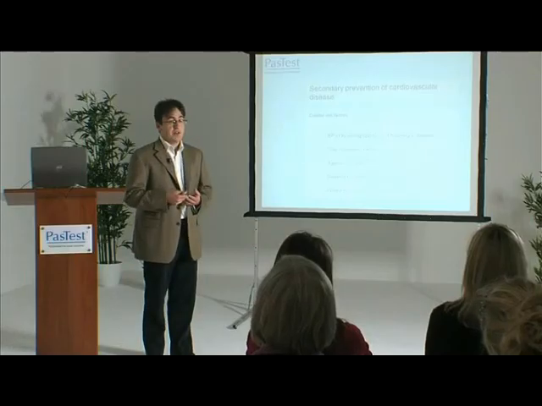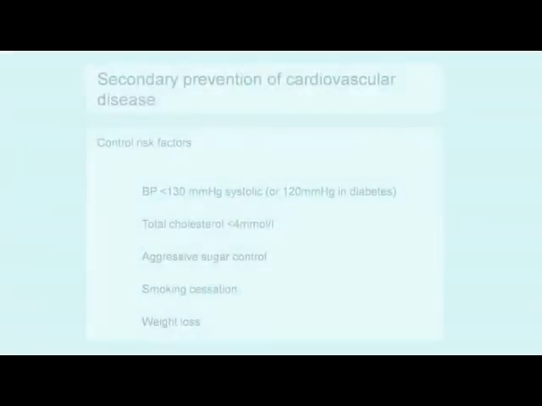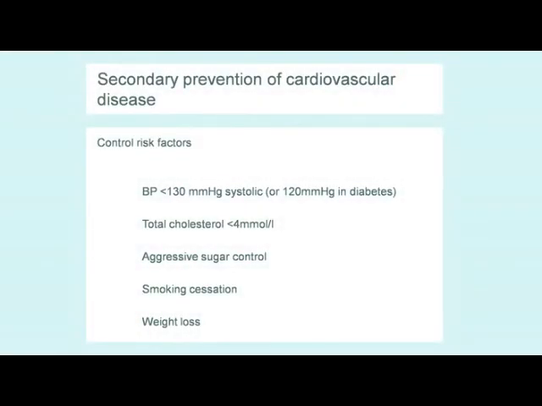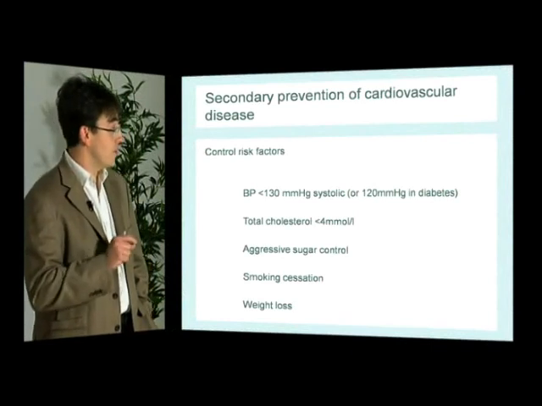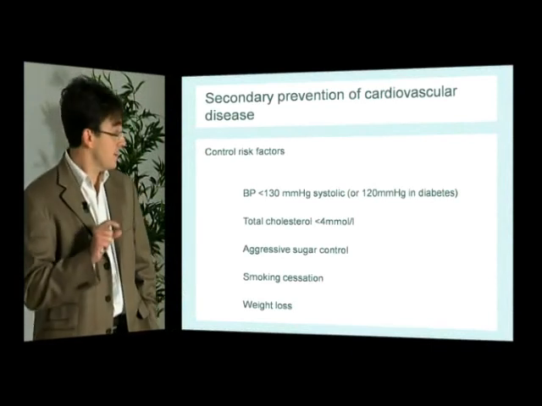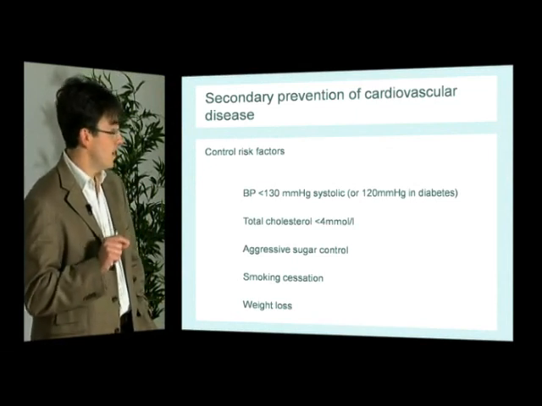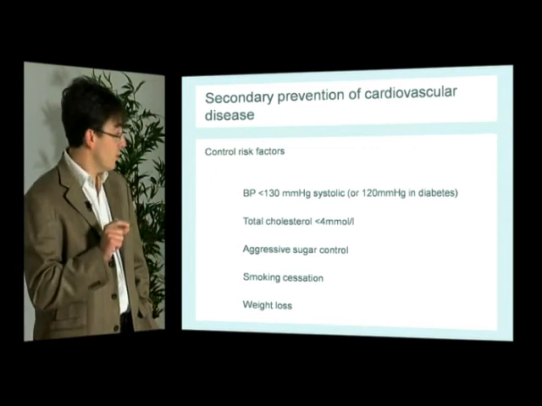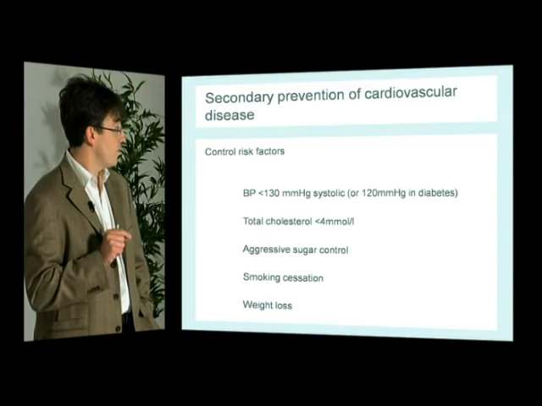So just to summarise, the secondary prevention of coronary artery disease would be having good blood pressure control, so less than 130 millimetres of mercury in a non-diabetic subject and 120 millimetres of mercury as our target in a diabetic subject, having a cholesterol of less than 4, having very good sugar control, smoking cessation and weight loss.